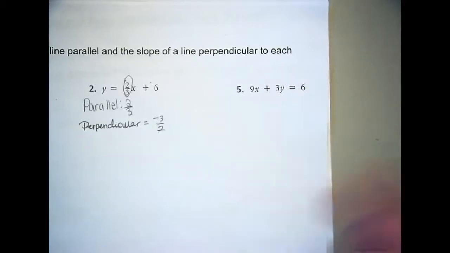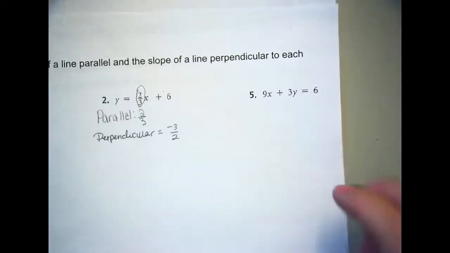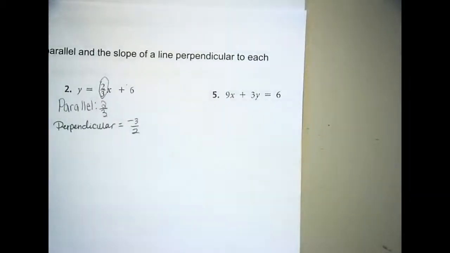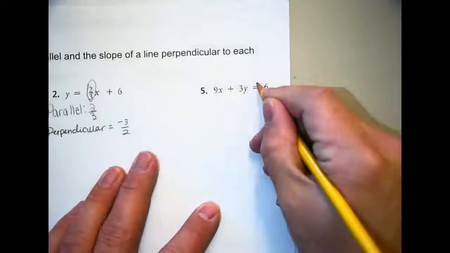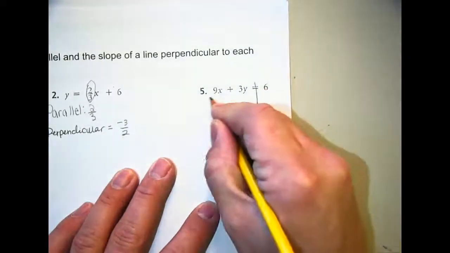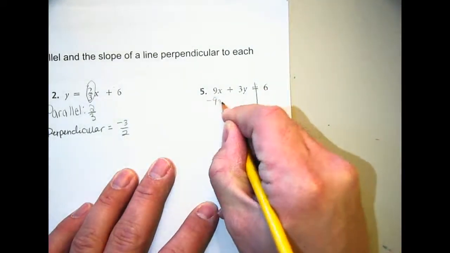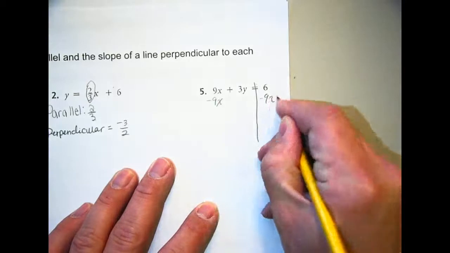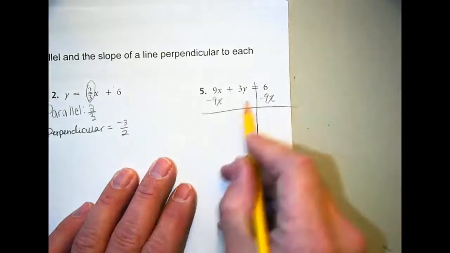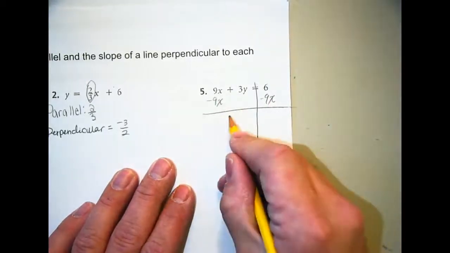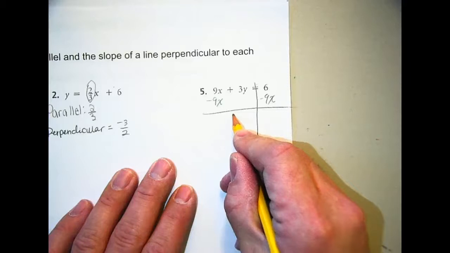Okay. What do we do first? Number 5. Okay, Brendan, what do you got? What do we do first? Subtract 9x. Let's get rid of the 9x. Okay? So, Bobby, what's that give me on this side? 3y. 3y. Mackenzie, what's it give me on this side?